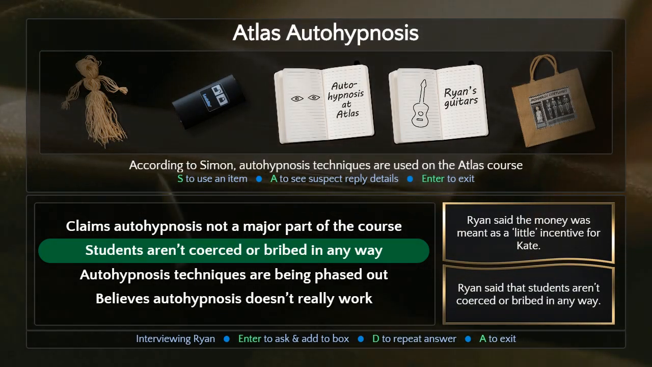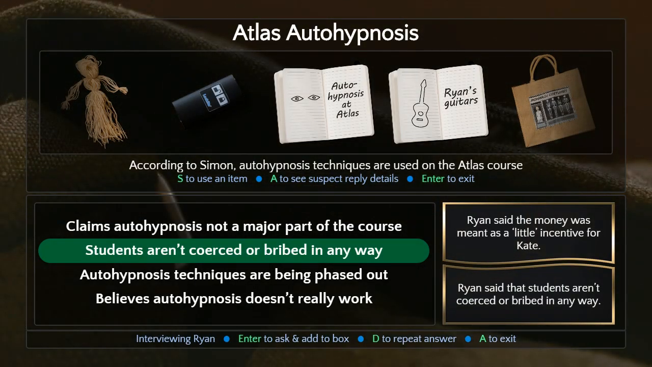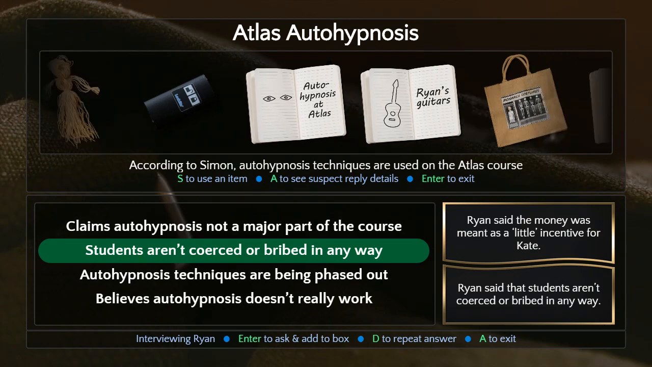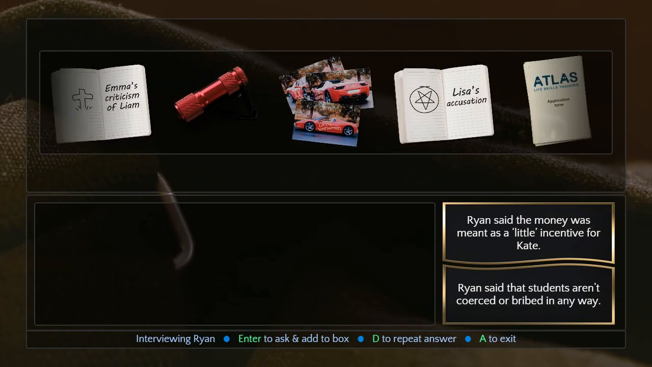So Ryan's claiming the money was part of Kate's assessment. And did this assessment also involve threshold testing, I wonder? Or was the money for something else?